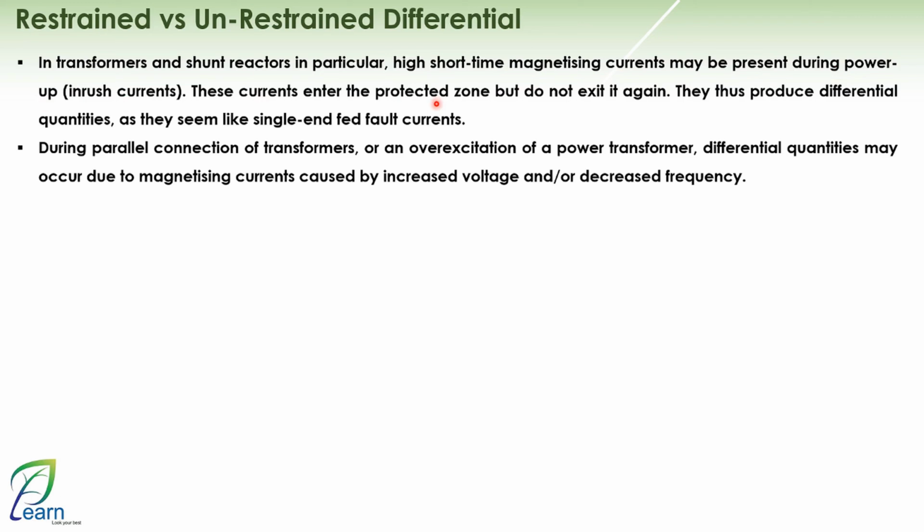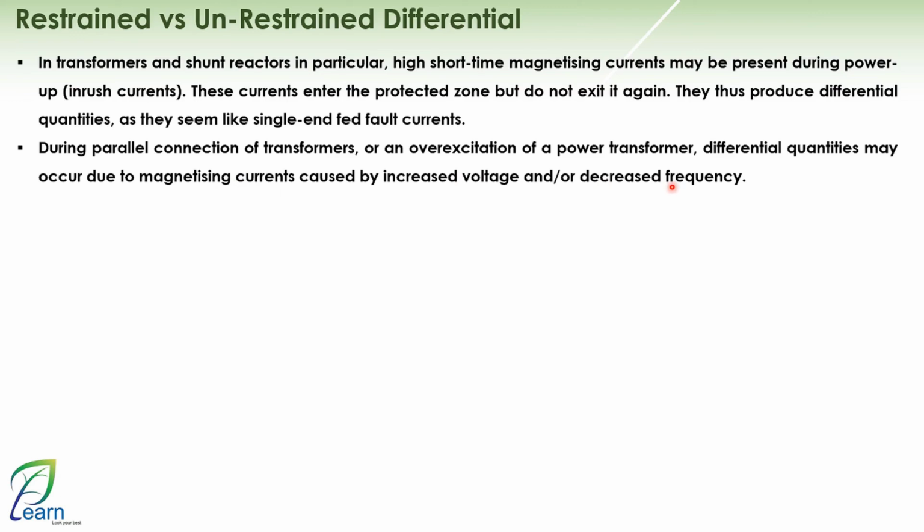These currents enter the protected zone or are drawn on one side of the transformer and do not exit from the other side. Thus, they appear to you as if one side of the transformer is feeding currents. This is the first case. The second case is that in certain situations, you also have currents being drawn on one side of the transformer due to an increase in load or frequency, which is very good.